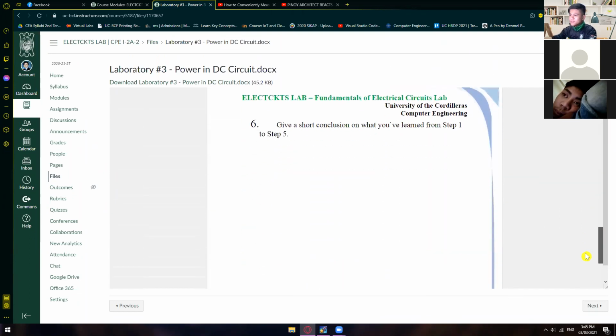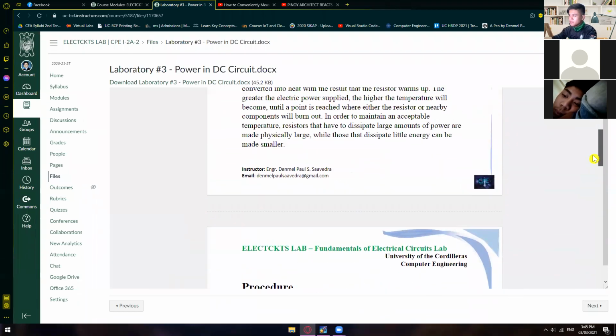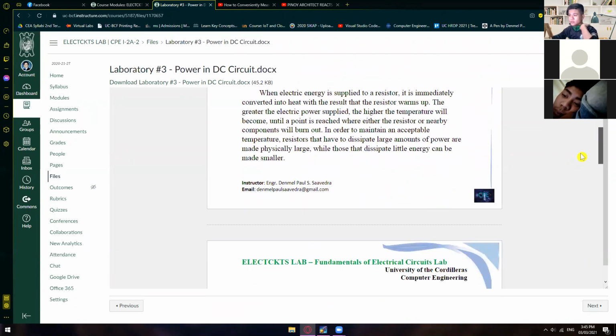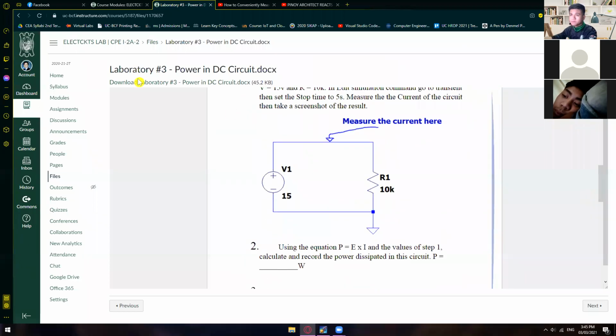So yeah, that's it for your lab number 3. And the next meeting, you're going to have your lab number 4, which deals with Kirchhoff's law.